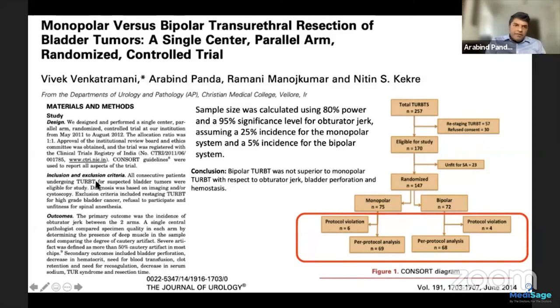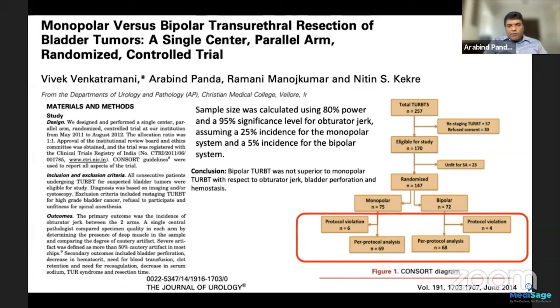And for that, our design was that we had all the consecutive patients undergoing TURBT. We randomized them based on the sample size and power calculation. 75 were in the monopolar group and 72 were in the bipolar group. And our outcome was the incidence of operator jerk between the two arms, and we noted that. We also noted other things, like cautery artifacts. Except for the primary investigator, who was not blinded, both the pathologist and the statistician were blinded to the study.